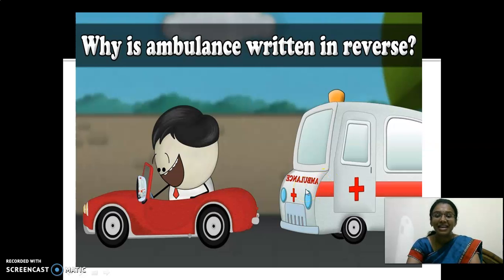This is called left-right inversion. What is it, children? Left-right inversion. So you can write this word ambulance in reversed form and see it through the mirror, and you are able to see it correctly.